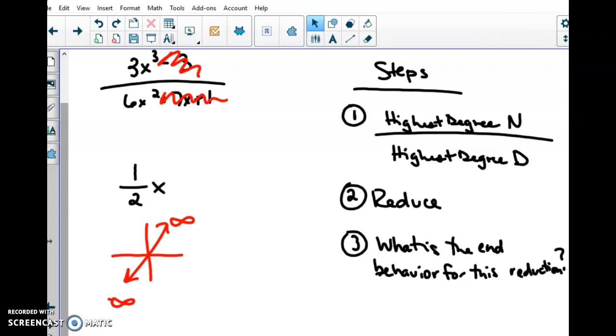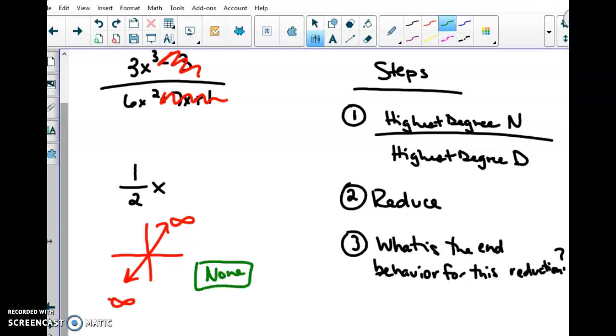However, we don't actually have any, but there might be times when it actually cancels out to be just a number, such as a half. And that right there is going to be your horizontal asymptote, and this is going to give you the trick of the trade in order to do this quickly and without a graph.